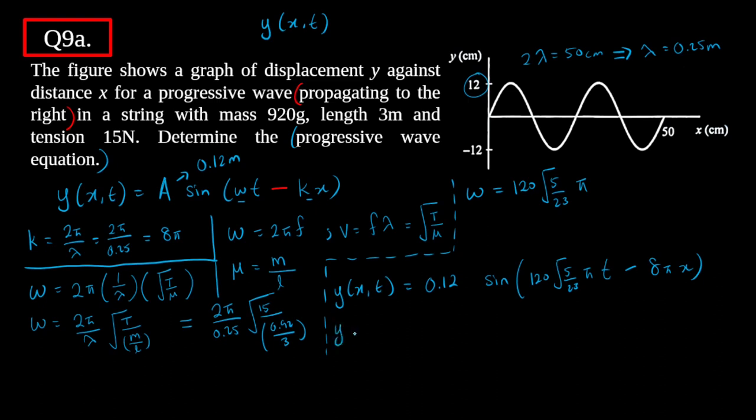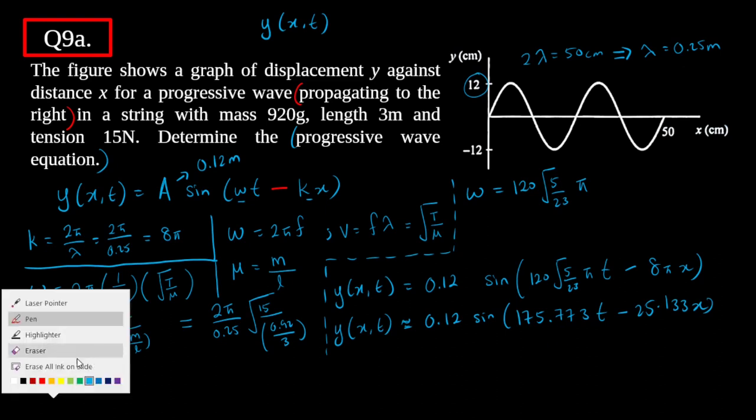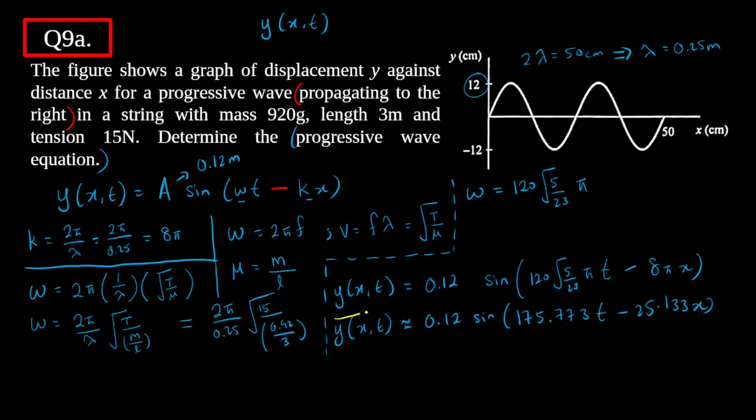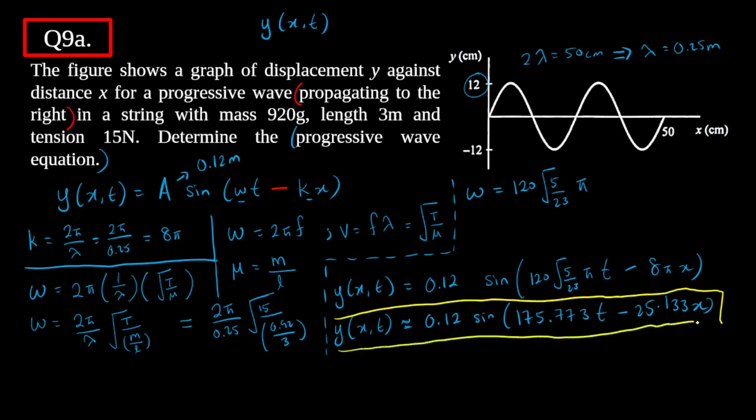If I make a small approximation, I'll have y(x,t) approximately equals 0.12 sine of 175.773 t minus 25.133 x, and that is going to be our progressive wave equation. All right, so let's move on now to question 9b.